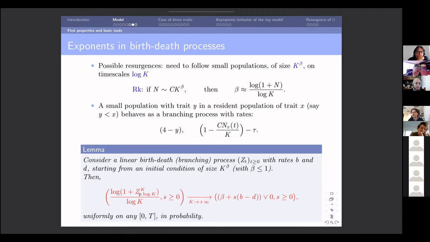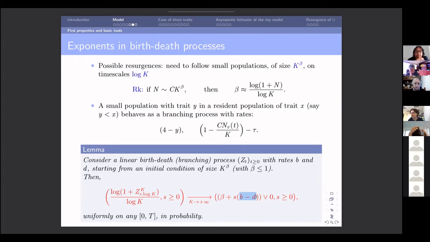Then what can be said about the population size? Well, if I look at the dynamics on time scale log K of the exponent beta, so the logarithm of 1 plus Z over log K, this converges to some deterministic function which is given by this formula. So we have beta as initial value, because it's the initial value of the exponent beta, and then we have a linear growth or decrease with slope b minus d, so the birth minus death rate.